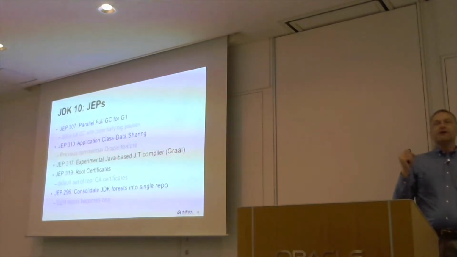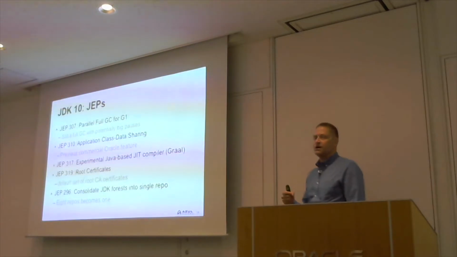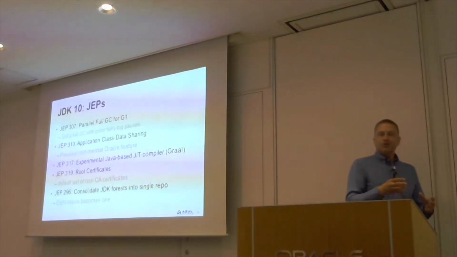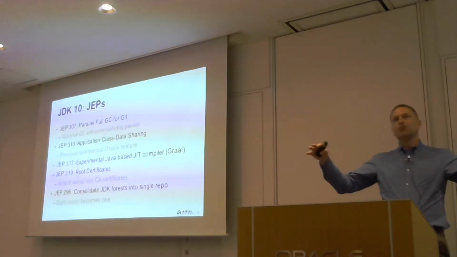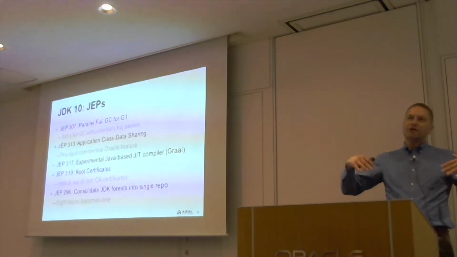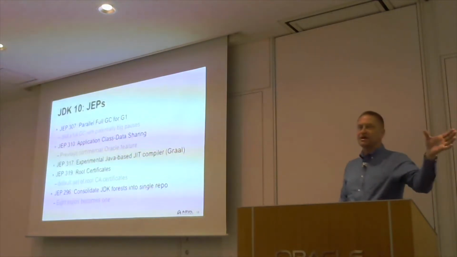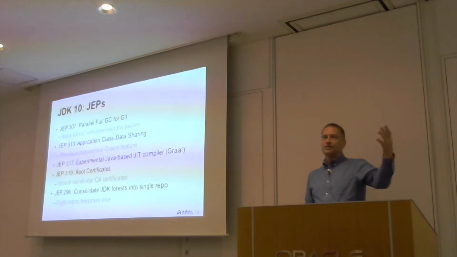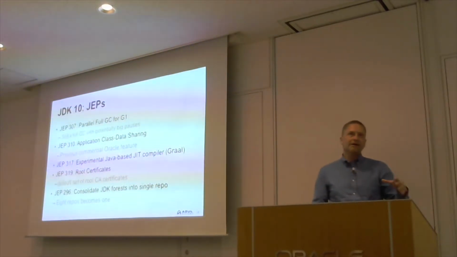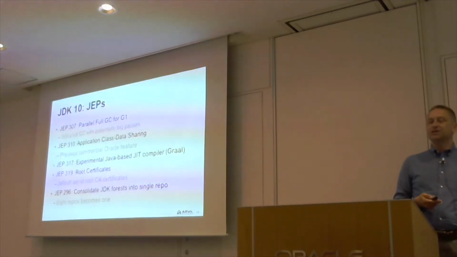Application class data sharing, I mentioned this was a commercial feature that's now being integrated into OpenJDK. This was something that allows you to share data amongst a group of JVMs so that you don't have to replicate it. If you've got several JVMs running the same application, you can actually share data between them in terms of classes and so on, without having to replicate it for every JVM. It's much more efficient in terms of resources.